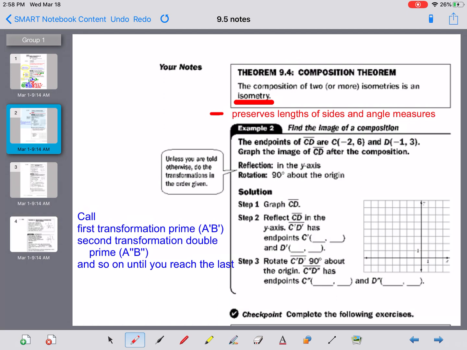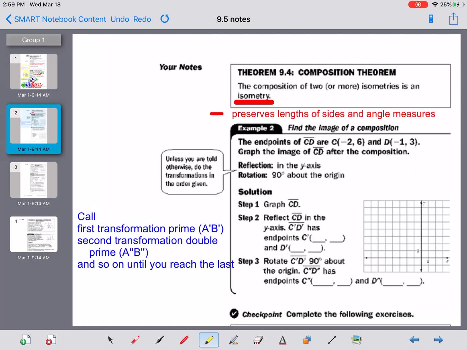So this theorem tells us that if we mix any of the 3, translations, reflections, or rotations, and we mix 2 or more of them together, our figure should still always stay the same size and always the same angle measures because all of those moves are isometric. So let's go ahead now and move on to an example of a composition of transformations.